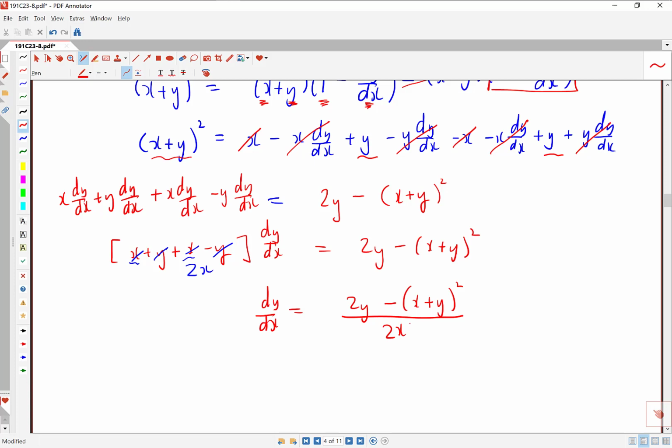So that is implicit differentiation. It is incredibly cool and useful that you can find dy by dx without having to solve the equation for y.